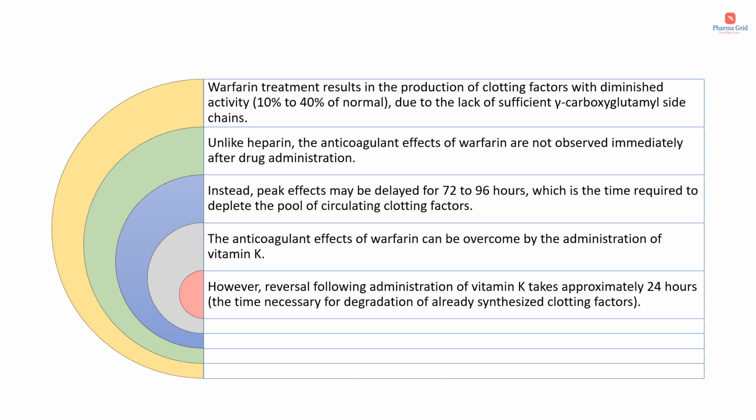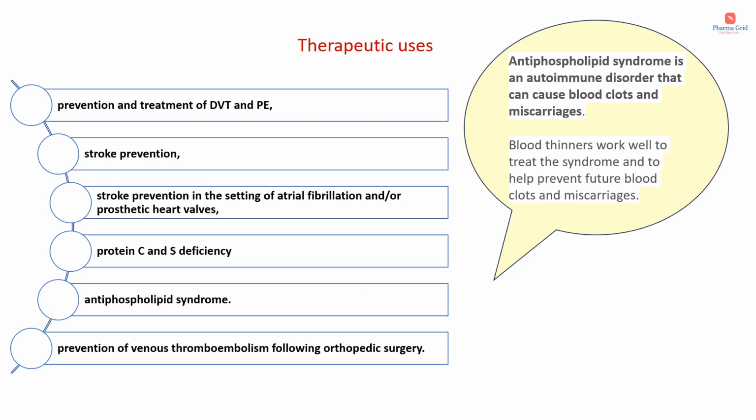The anticoagulant effects of warfarin can be overcome by the administration of vitamin K. However, reversal following administration of vitamin K takes approximately 24 hours. This time means the time necessary for the degradation of already synthesized clotting factors. Therapeutic uses of warfarin include prevention and treatment of deep vein thrombosis and pulmonary embolism, then stroke prevention in the setting of atrial fibrillation and/or prosthetic heart valves, protein C and S deficiency, antiphospholipid syndrome, and prevention of venous thromboembolism following orthopedic surgery.